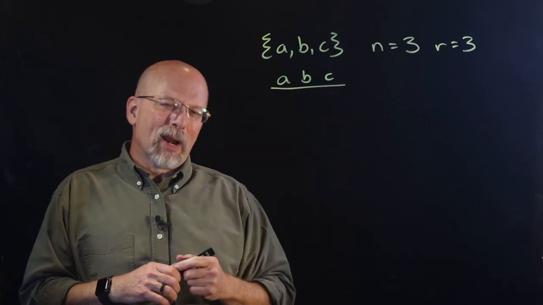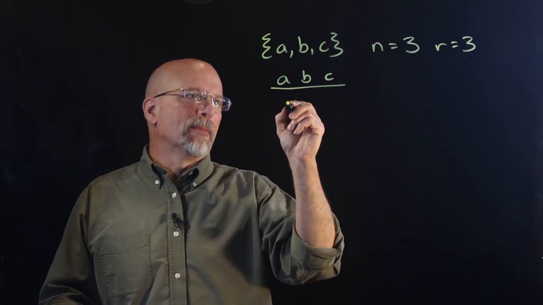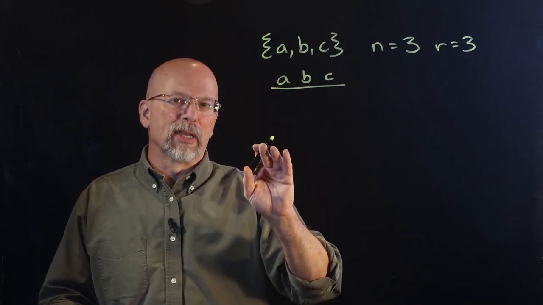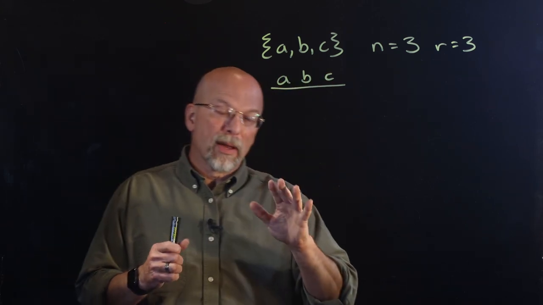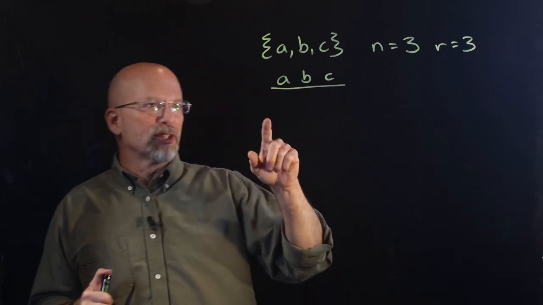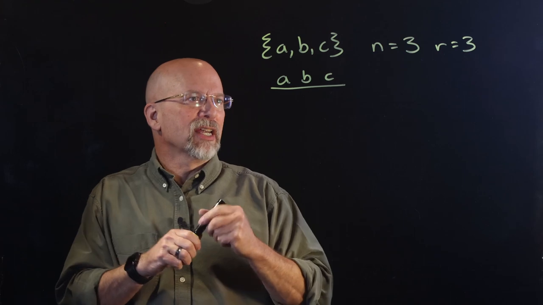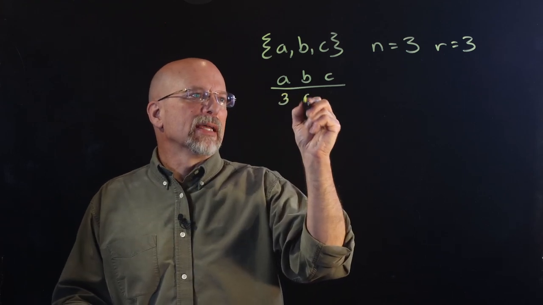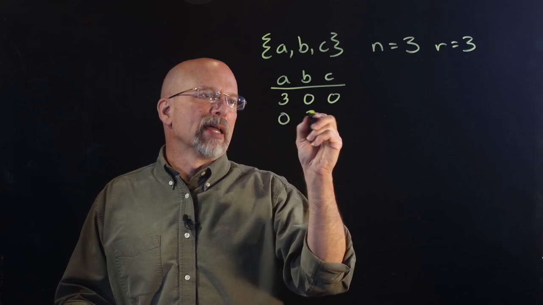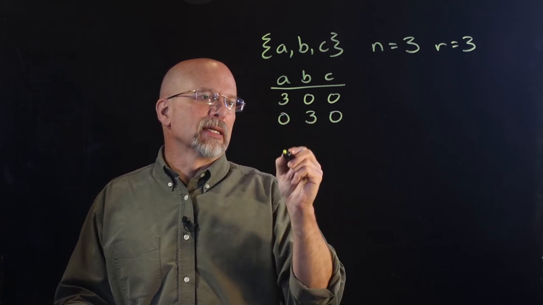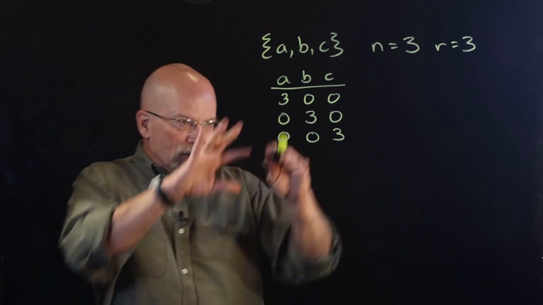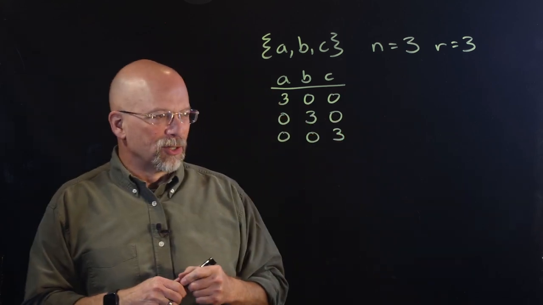Now, first of all, I'm going to create this table, and I'm going to say, okay, there are a bunch of different ways that I could create these combinations. And we're really starting out with the multiplication principle. It can also be called exponentiation. And so I could have 3 A's, no B's, and no C's, right? I could also have no A's, but 3 B's and no C's. I could also have no A's or B's, but 3 C's. So there's some ways that I could do this.